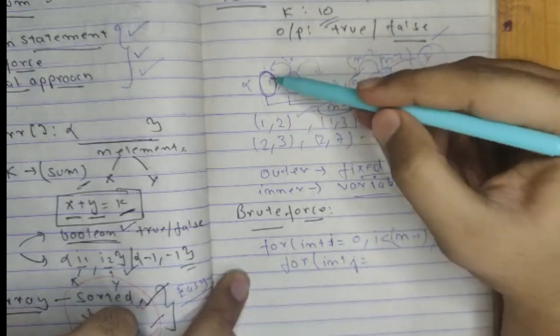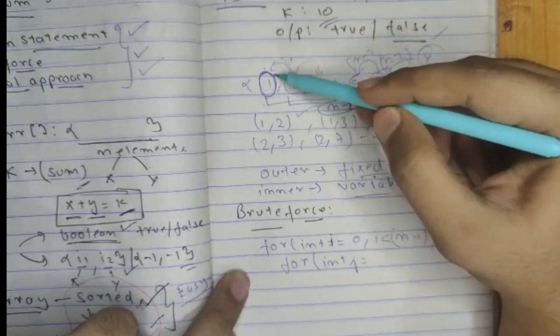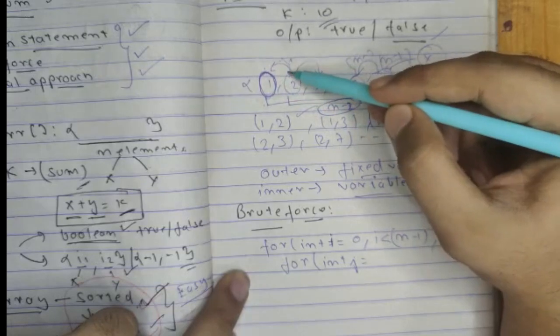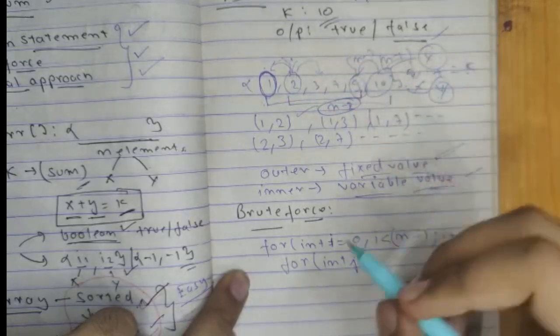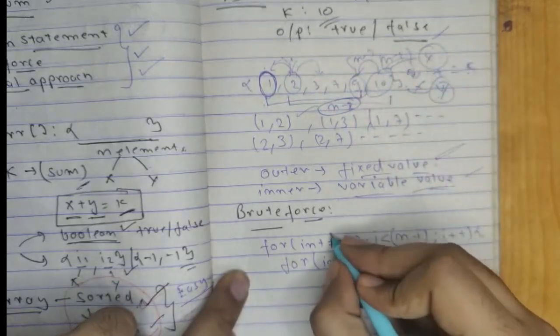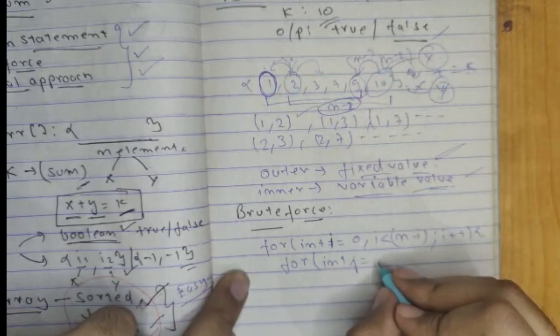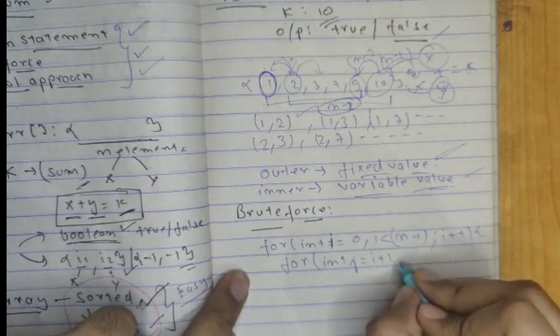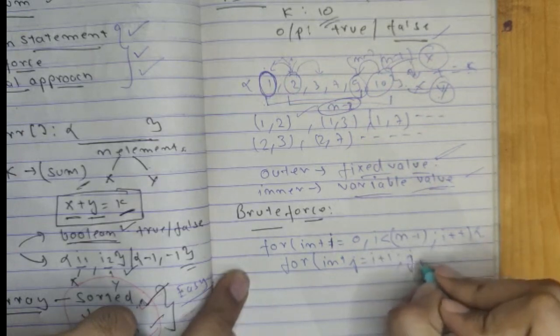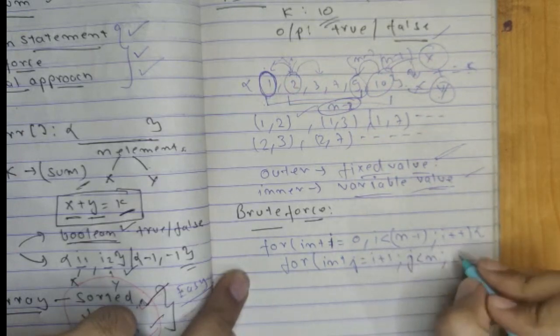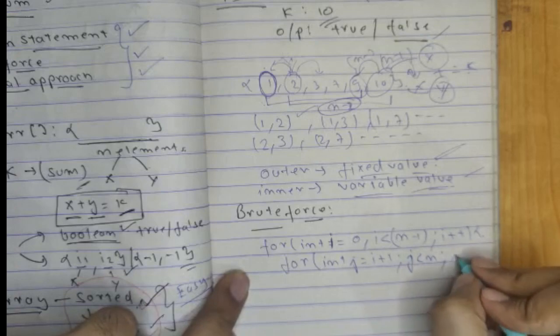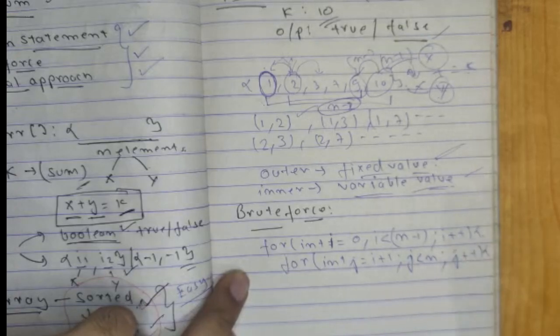And now for the inner loop, what will be the starting index of the variable values? When we were fixing this value 1, we were starting from the very next one. Okay, it means if our fixed value index is i, then the variable value index will start from i plus 1, and up till where will we go? We will go till less than n, or we can say the n minus 1th index. Then we simply increment it, j plus plus.